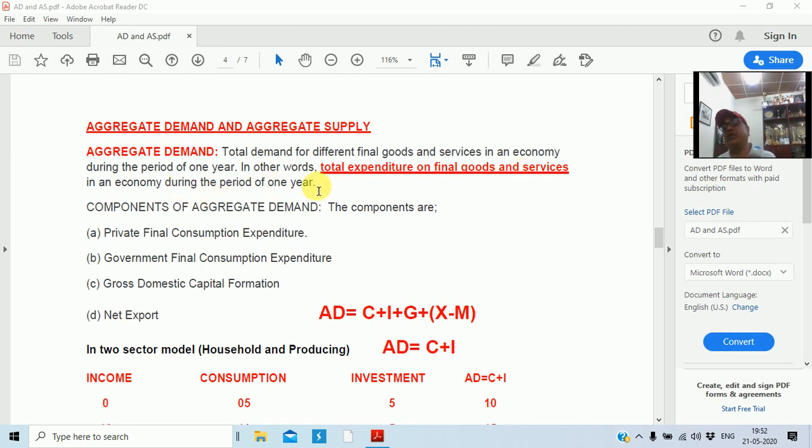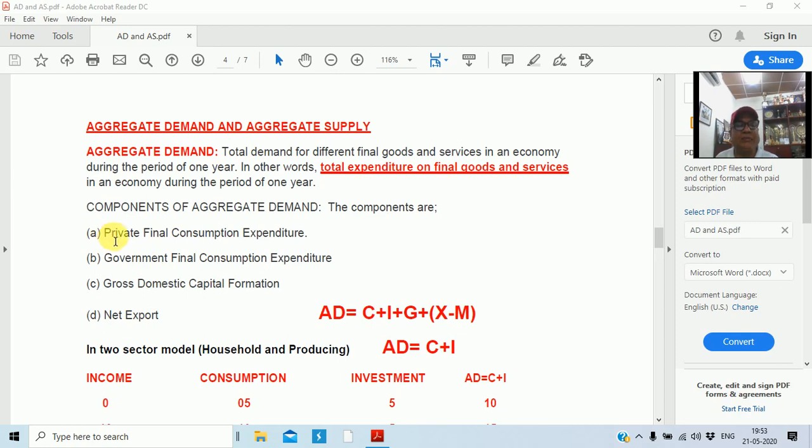Let us go to the expenditure method. In the expenditure method, we calculate total expenditure on final goods and services. From there only, we are able to address the different components of aggregate demand. What were the components of the expenditure method when we were calculating different aggregates of national income? The components of total expenditure on final goods and services were private final consumption expenditure, government final consumption expenditure, gross domestic capital formation and net export.